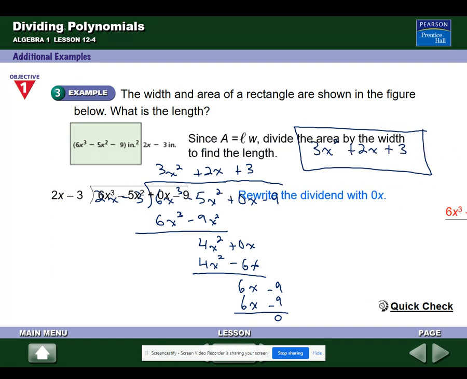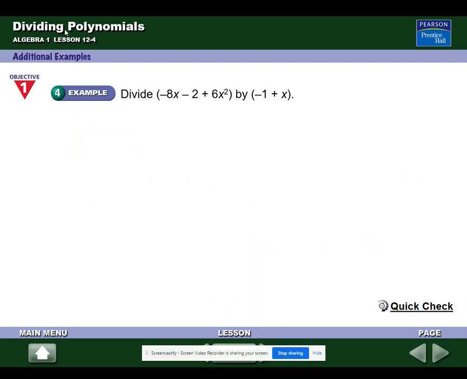All right, one more problem today. Divide negative 8x minus 2 plus 6x squared by the quantity negative 1 plus x. The first thing I would do is switch all of that around so that you have standard form, descending order. So negative 1 plus x is x minus 1. That's what's being divided into this expression, which I'm going to write as 6x squared minus 8x minus 2. And then from there, the process is exactly the same as the last two problems. So I'm going to go quick.